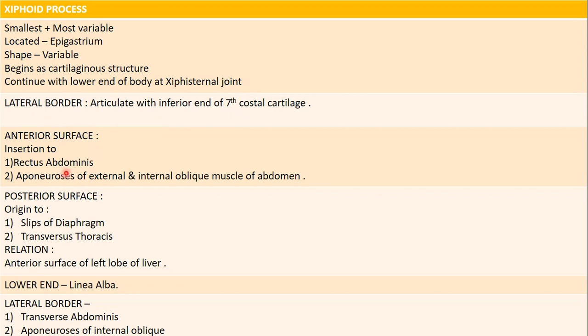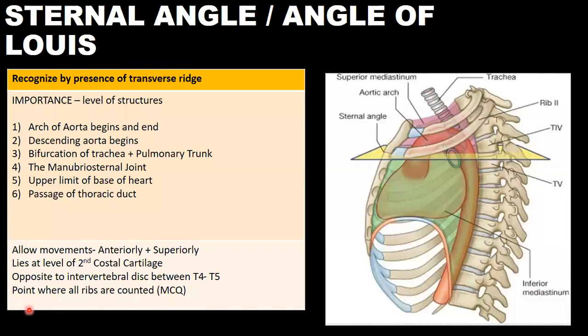Its anterior surface has insertion of rectus abdominis and the aponeurosis of external and internal oblique muscle. Then posterior are the slips of diaphragm and transversus thoracis and so on. You need to remember this slide, and that's the only thing which can be asked in the examination.